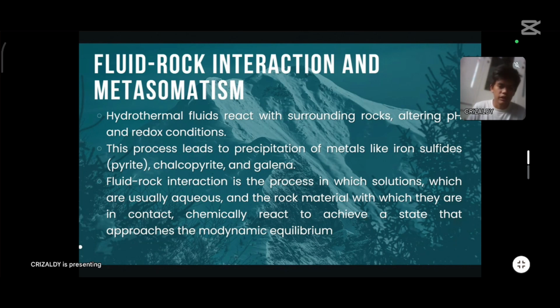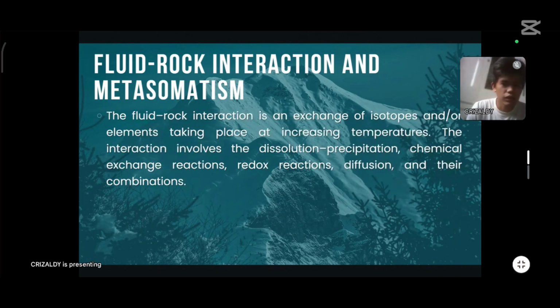Yun nga, yung fluid rock interaction is yung dahil sa contact nyon sa mga rocks, yung chemical react to achieve a state that approach the dynamic equilibrium. And the fluid rock interaction is an exchange of isotope and or an element taking place at increasing temperature. The interaction involves the dissolution, precipitation, chemical exchange, reaction, redox reaction, diffusion, and their combination.